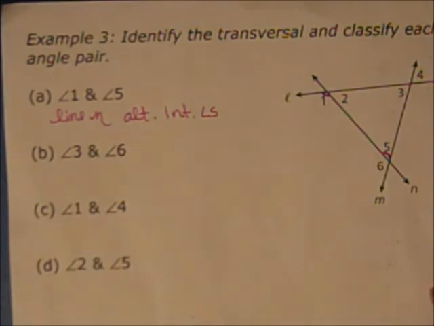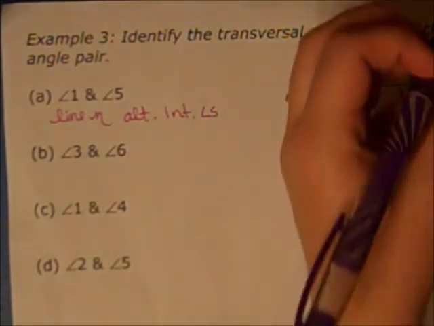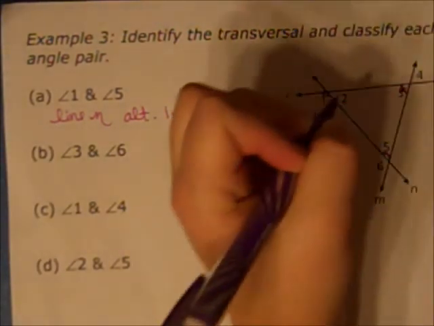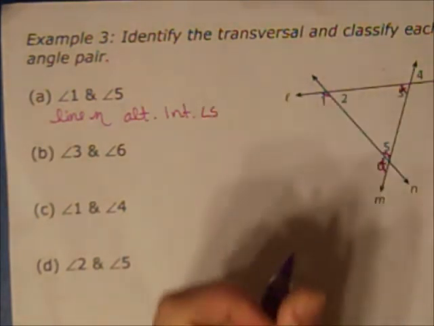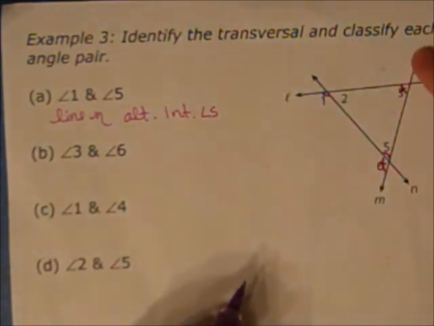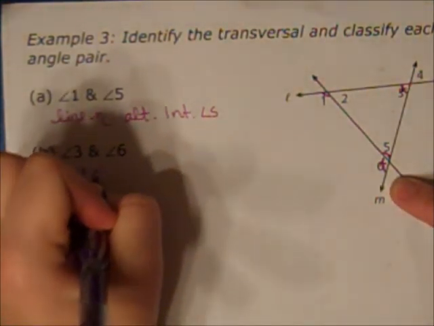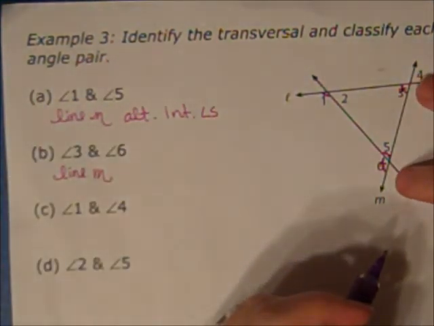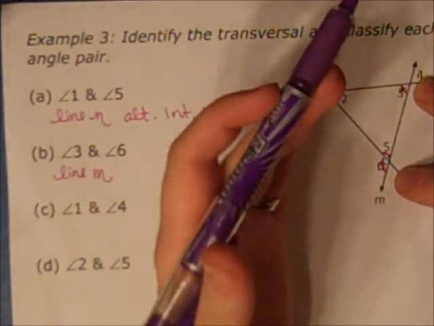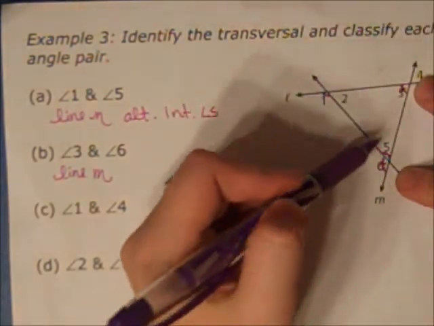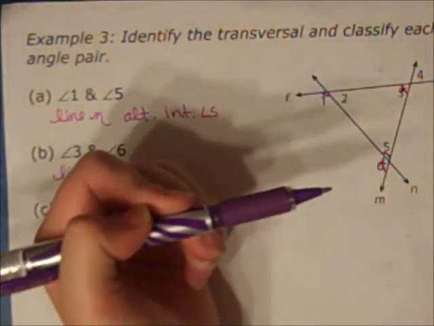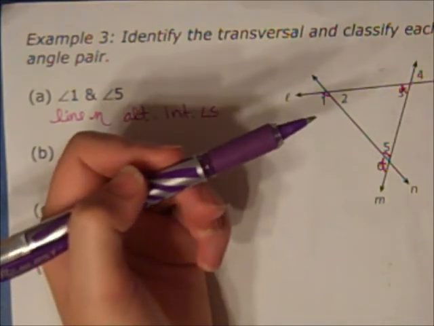Good. Now let's try 3 and 6. So here's 3. And here's 6. They're both touching this line going through here. So that would be line M for my transversal. Okay, I can see that they're both on the same side of the transversal. They're both on the left. So that means they're either same side interior or corresponding.